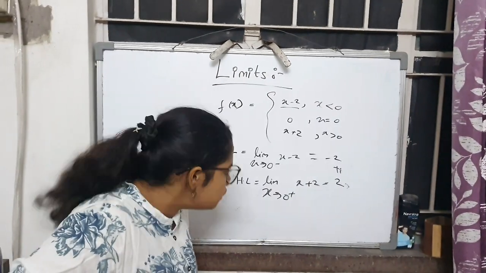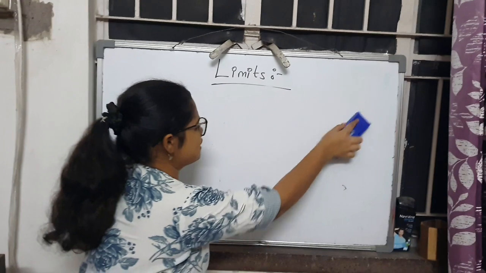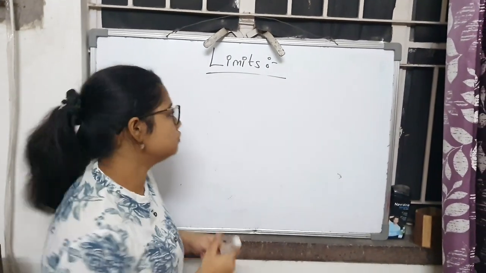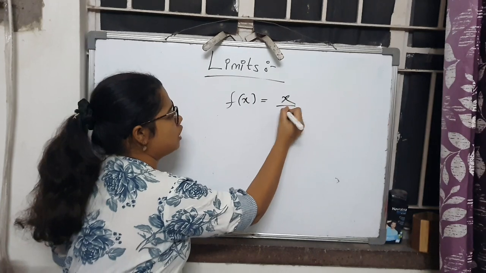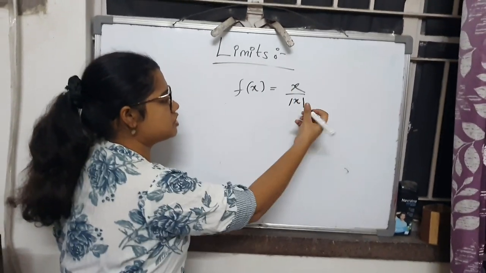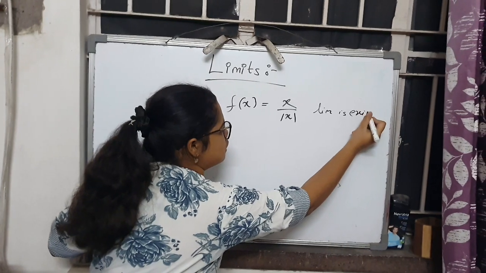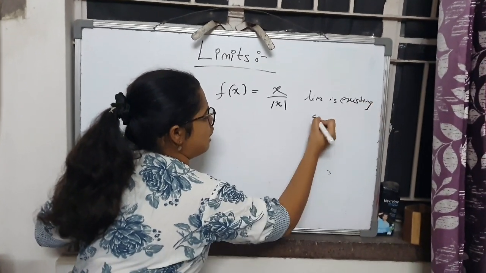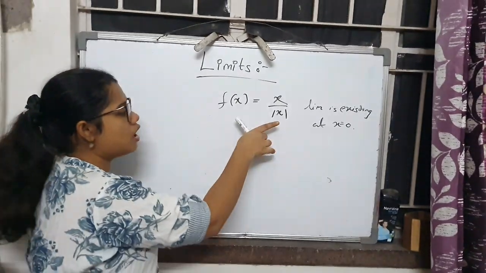Now I would like you all to try one question, which is this. Suppose we have a given function f of x that is equal to x by mod x. You have to check if the limit exists at x equals 0. Just one hint: mod x.